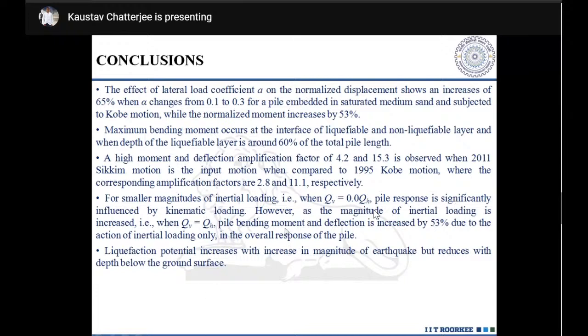However, as we increase inertial loading, when the inertial loading is taken into account, it has a major predominance over pile bending moment and deflection. Also, we have seen that liquefaction potential increases with increase in magnitude of earthquake, but reduces with depth below the ground surface because of the increase in the overburden pressure.